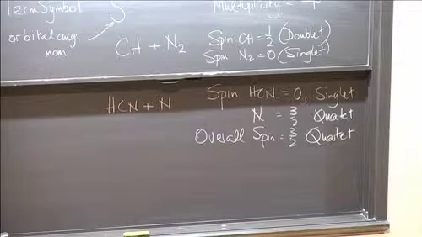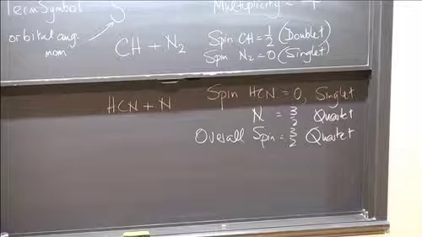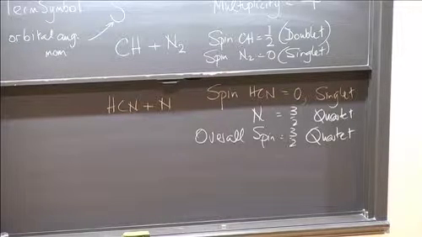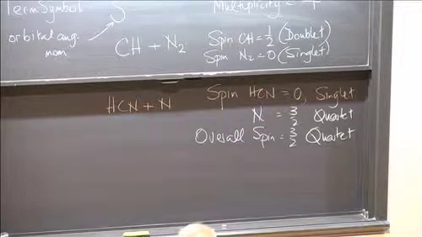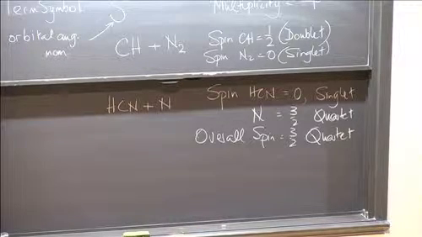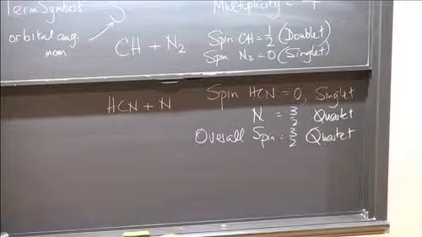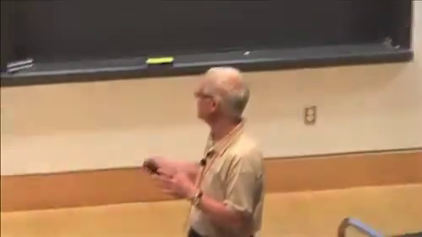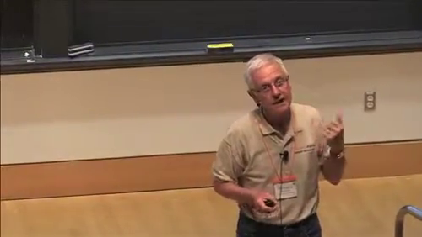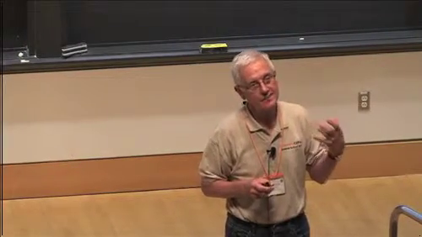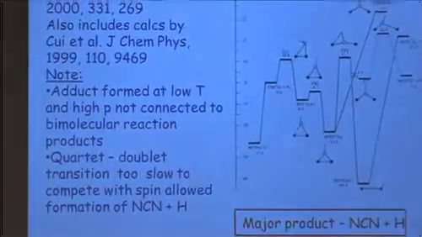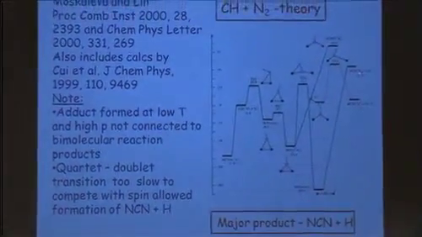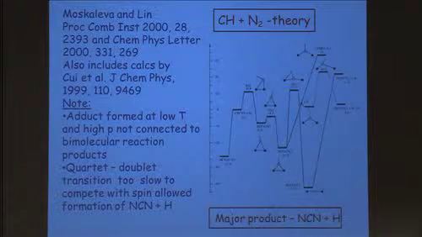And if we're going to get from CH plus N2 over to HCN plus N, we've got to undergo a curve crossing in which we go from a doublet surface to a quartet surface. And that's disallowed, as we said before. It's very slow, and the calculations indicate that it doesn't really happen. And so the main result of this Moskaleva and Lin paper was to argue that the products are going to be NCN plus H, which is occurring on a doublet surface here.